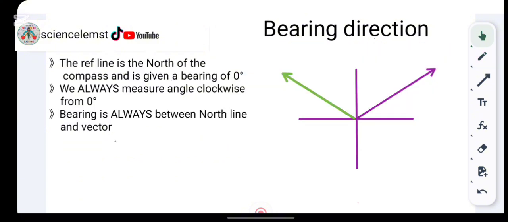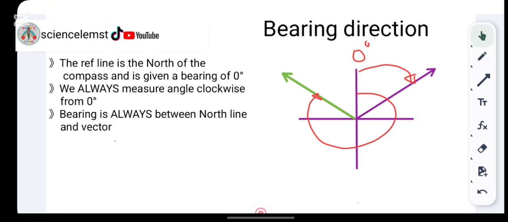The last direction that we're going to focus on is the bearing direction. With the bearing direction, we're taking the north of the compass as our reference line, and we are giving it a bearing of 0 degrees. When we measure the bearing angle, we are always going to go clockwise from 0 to where the vector is. It doesn't matter which side the vector is. It will always be measured clockwise from 0 to the vector.